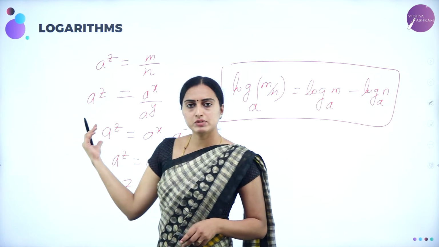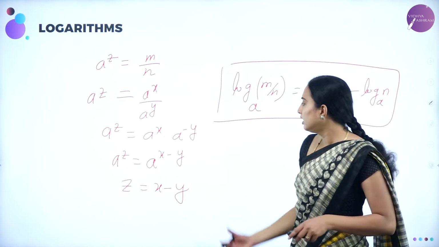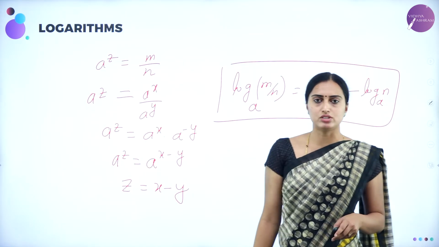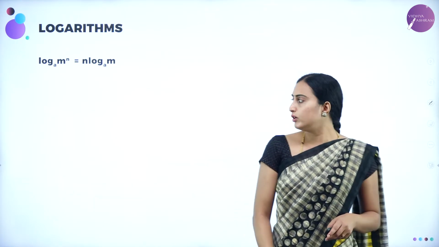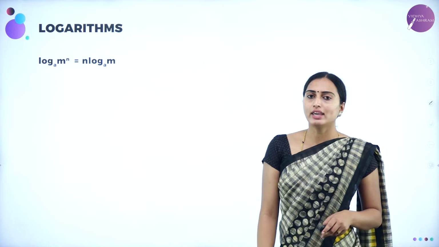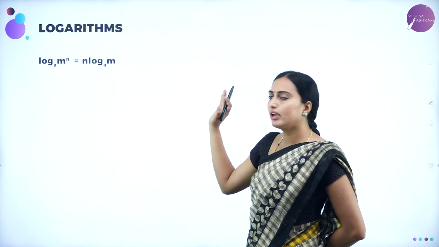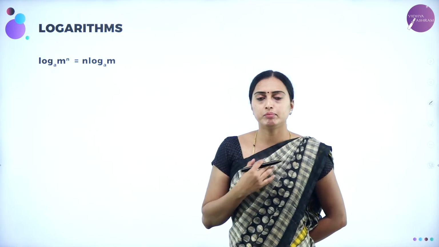Okay, so the same substitution you are going to make, with a little change here according to the theory of indices. Yes, we'll move on to the next one. Log m power n to the base a can be written as n log m to the base a. Let me show how we are going to prove this property.